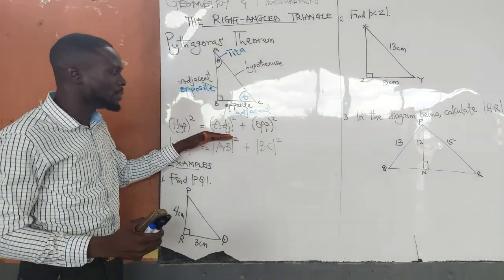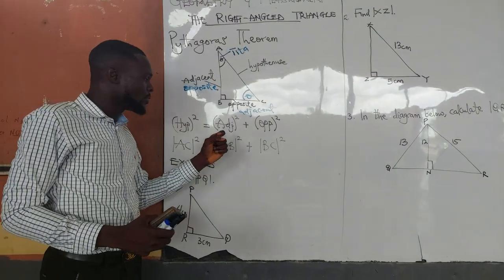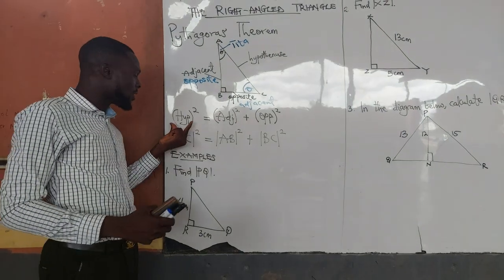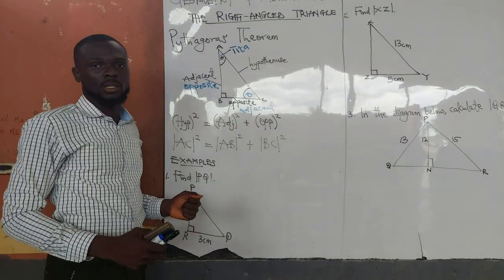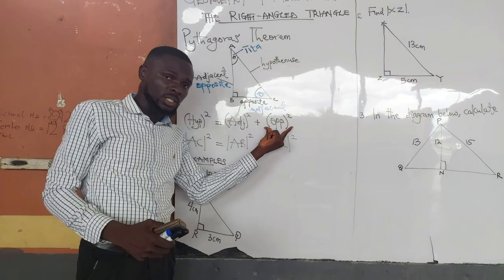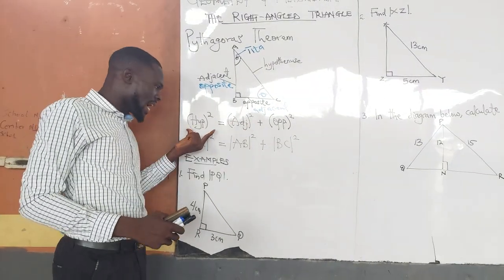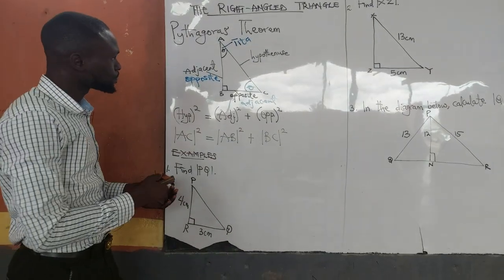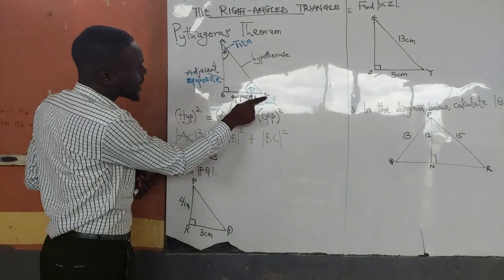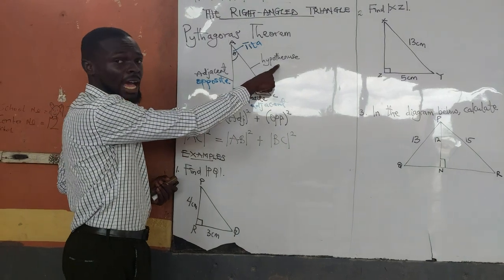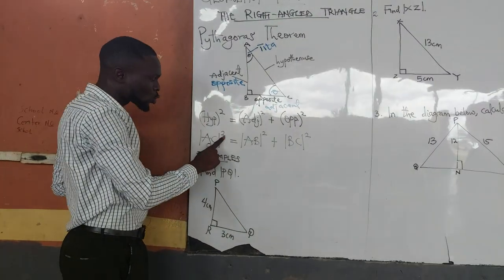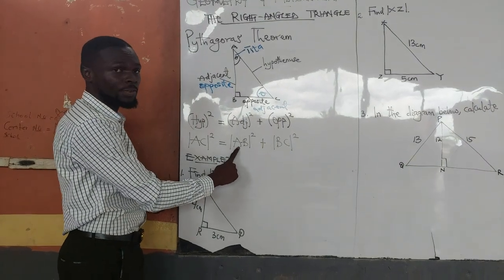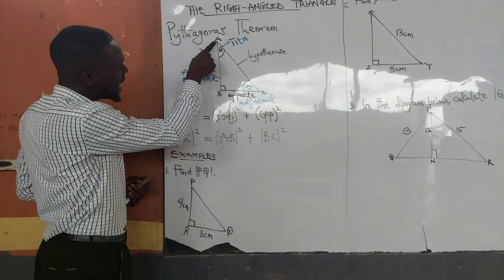With this theorem, we can solve for the hypotenuse if we have this and this. We can also solve for the adjacent if we have the hypotenuse and the opposite. We can also solve for the opposite when we have the adjacent and the hypotenuse. So in terms of vertices, we have AC being the longest side as the what? The hypotenuse. So AC squared is equal to the adjacent in terms of vertices. The adjacent is what? AB.